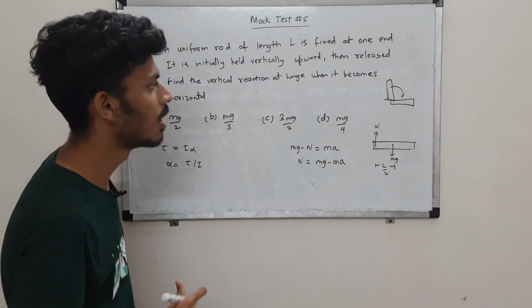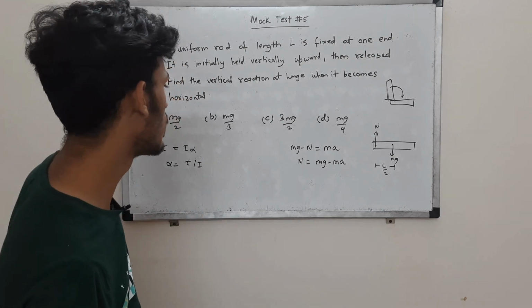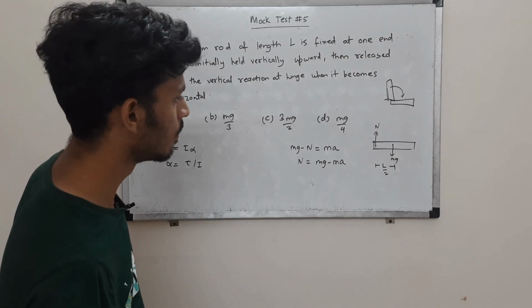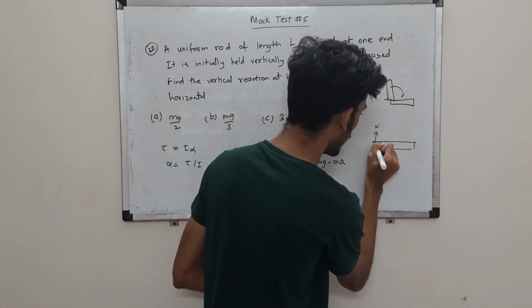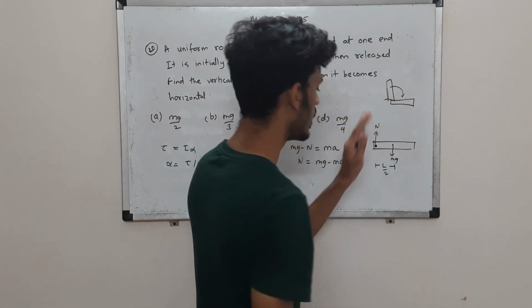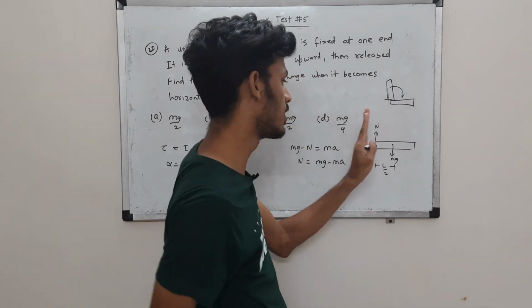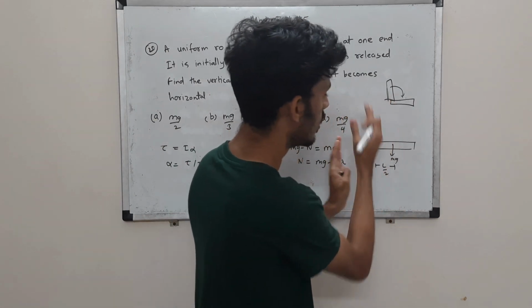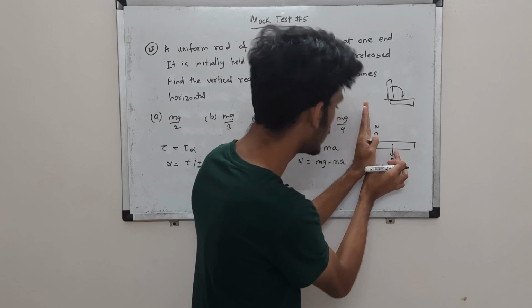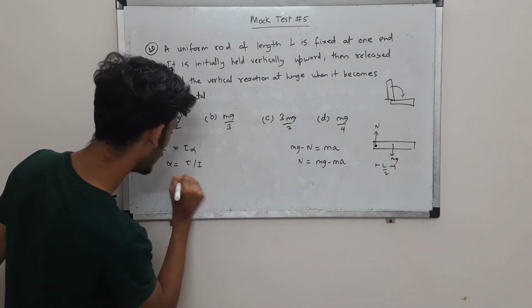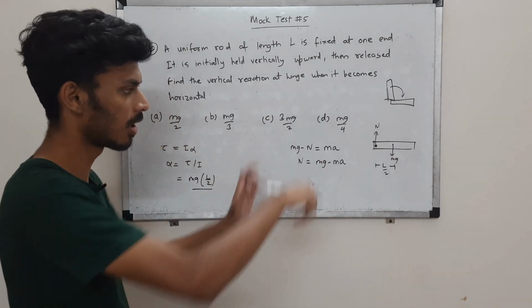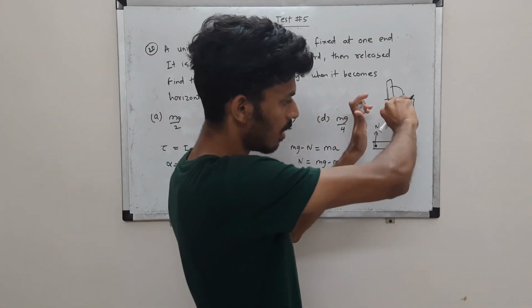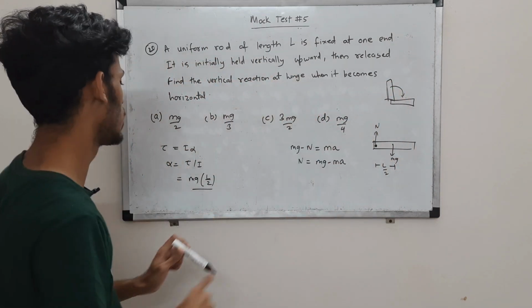Now if you see, the torque is generated because of this mg. If you consider torque about this point, the normal reaction will not be considered because it's on the axis. Here mg is at a distance L by 2, so mg L by 2 is producing the torque, that is producing the rotational motion.